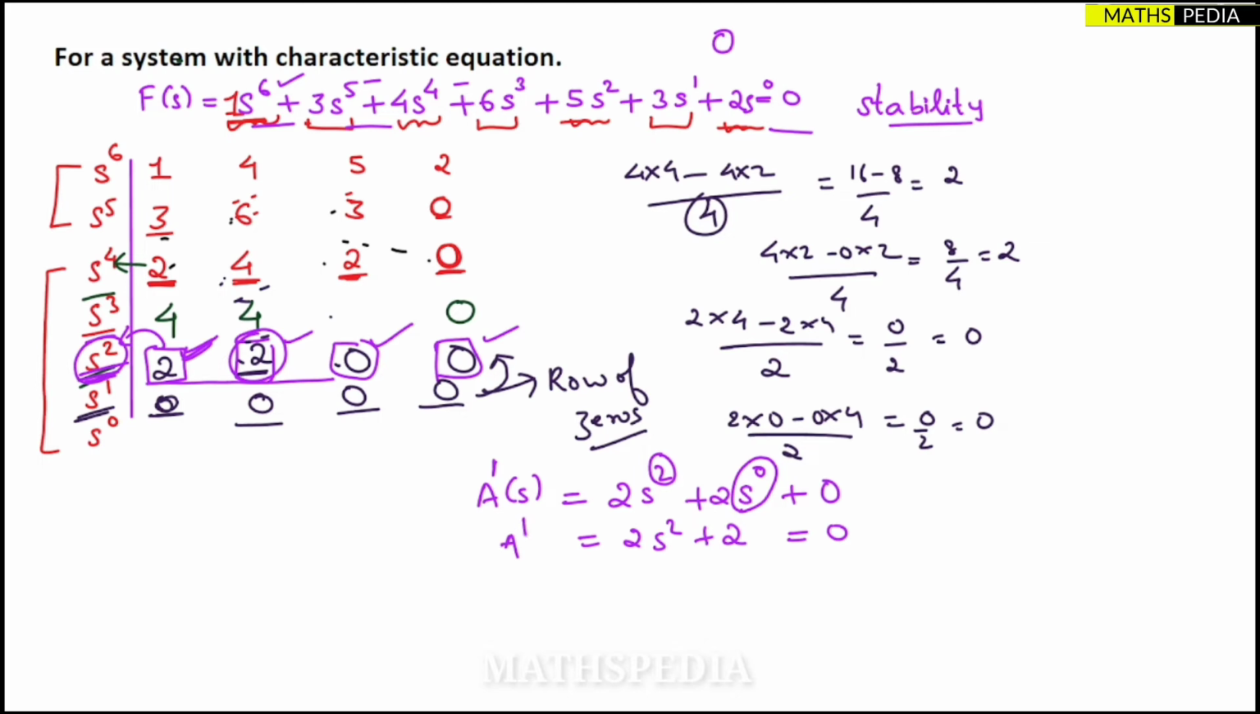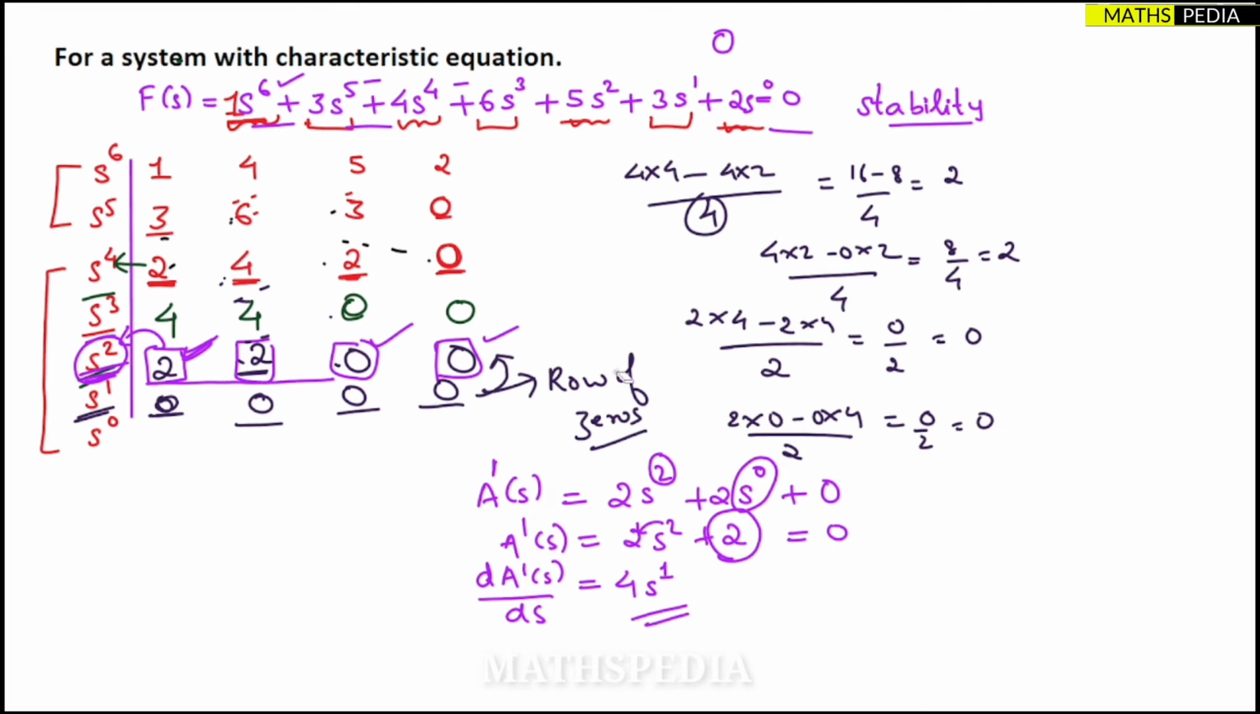Now this equation I have to differentiate, right? Differentiating this auxiliary equation with respect to s, what will become? 2 into 2 it is 4, s power reduce 1 power, that is 1. Constant term anyways it is 0. This is the differentiated equation.